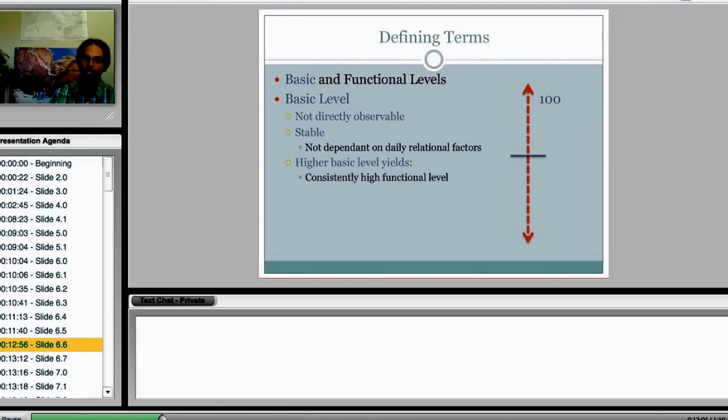So this is just a concept, again, to touch on the basic level, that is stable. It's not going to fluctuate a whole lot without intention and effort.